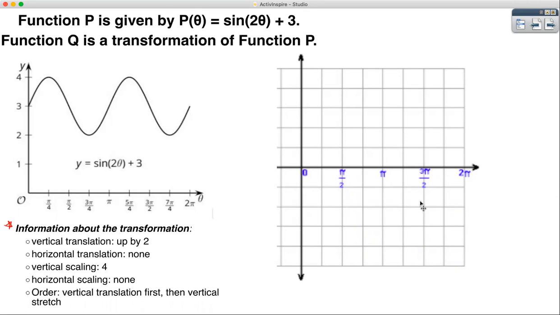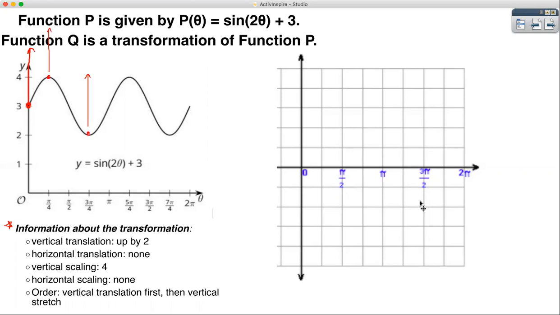So what does that mean? Well, that really means that every point in function p is just going to be shifted up by 2. I can see here that I have this point at (0, 3). That's my midline, that's where it's starting. And I know that this is going to shift up by 2 units. So my midline would start at (0, 5). Same thing here: my max is at 4, that's going to be shifted up to 6. My minimum is at 2, it's going to be shifted up to 4, and so on and so forth.